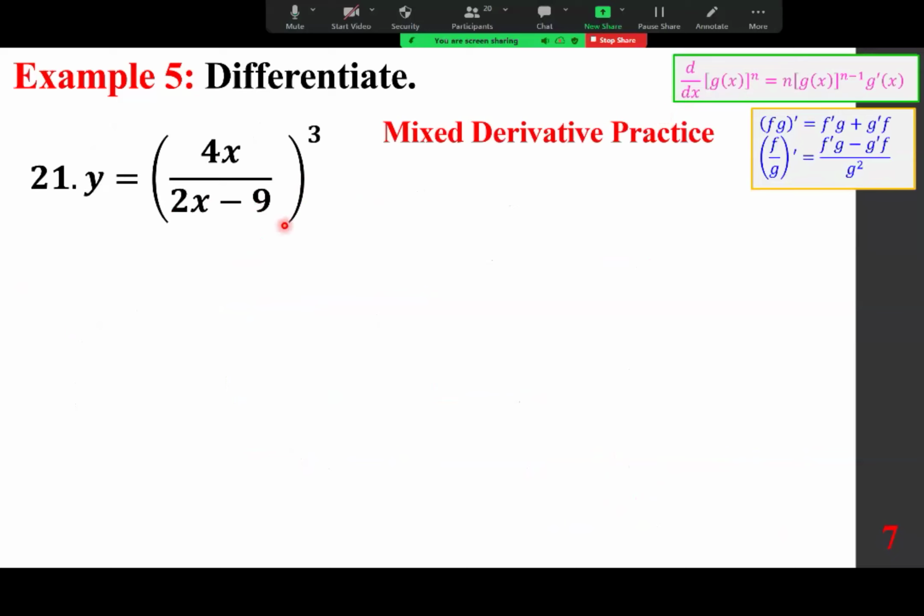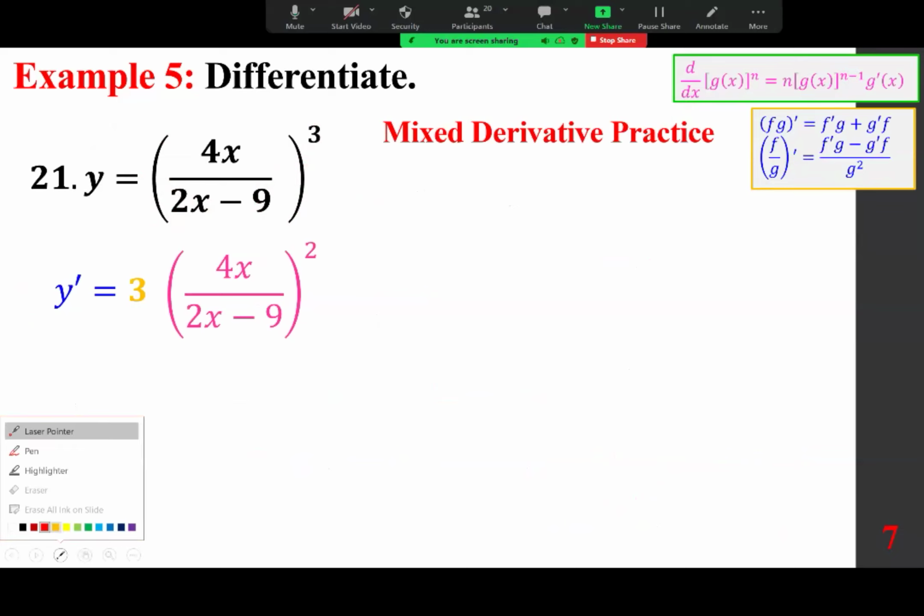Extended power rule. G of x is something to the power of 3. N, put the 3 in front. Same thing to the power of n minus 1, to the power of 2. And now the derivative of the inside follows the quotient rule. I'm going to call this f over g, and I'm going to use that one.